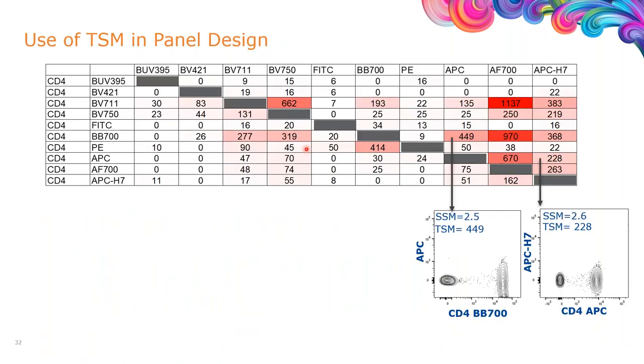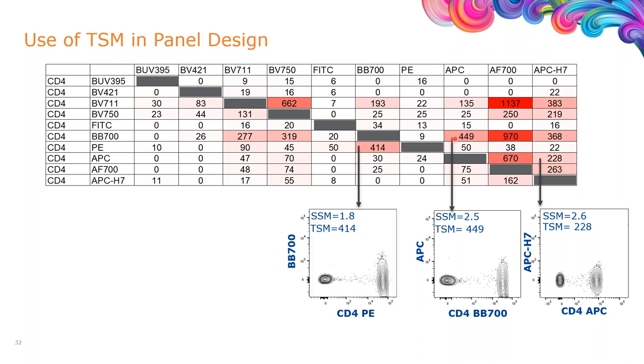If we look at TSM instead, as you may be convinced by now, let's go back to this combination. The SSM was giving us 2.5 and 2.6. We clearly see more spread here than here. Well, that's reflected by a higher value of TSM. And most importantly, if I compare now two pairs with similar TSM, you can see similar spread despite different SSM. So this is a confirmation that TSM is a more accurate tool to predict spread.